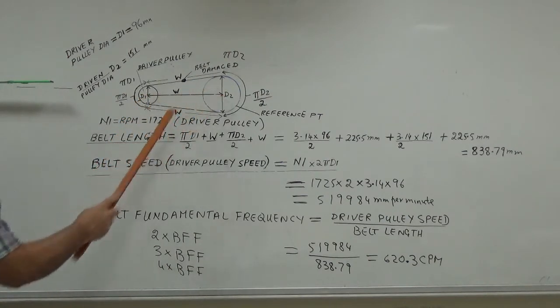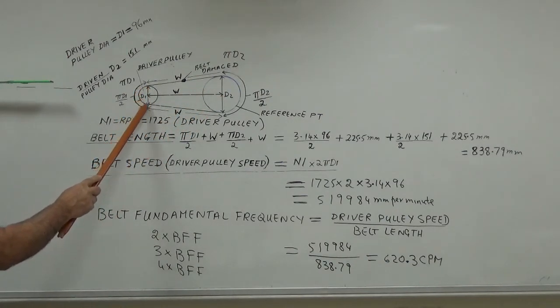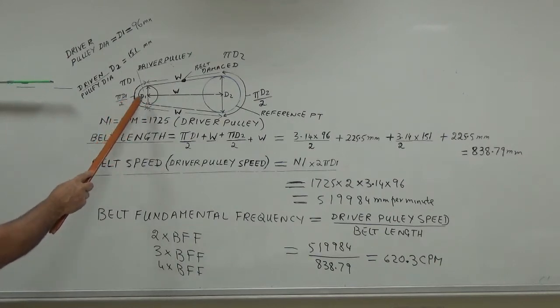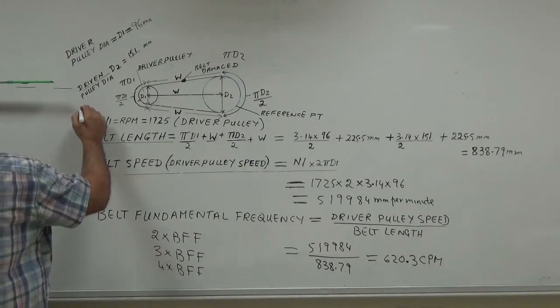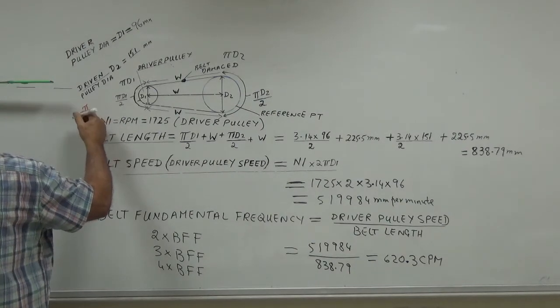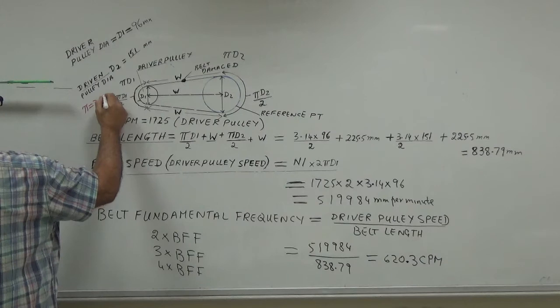This is W. And from here to here is pi D1 over 2, where pi is equal to 3.14. Okay, I will write here: pi is equal to 3.14.